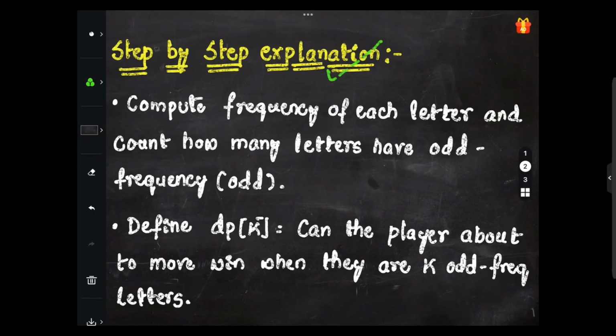We will compute the frequency of each letter and count how many letters have an odd frequency. Suppose A, B, A: A has an even frequency of 2 and B has an odd frequency of 1. Next, we define dp of k. What's dp of k? It means: can the player about to move win when there are k odd-frequency letters? Just try to remember this.